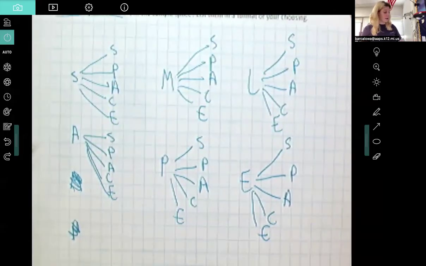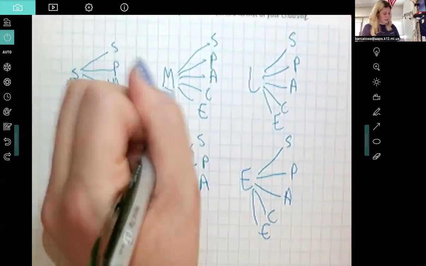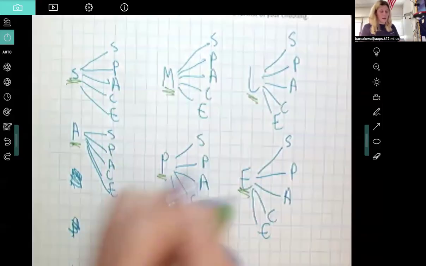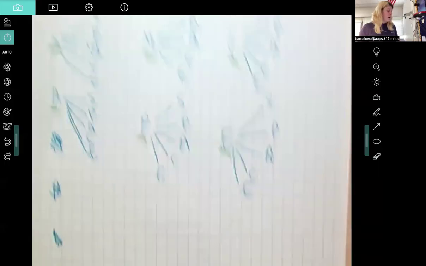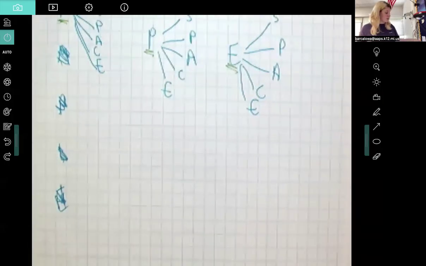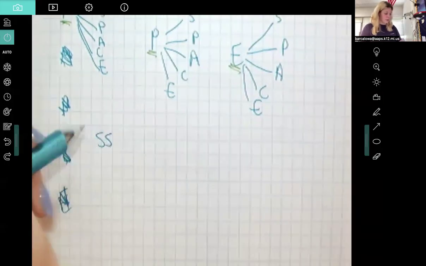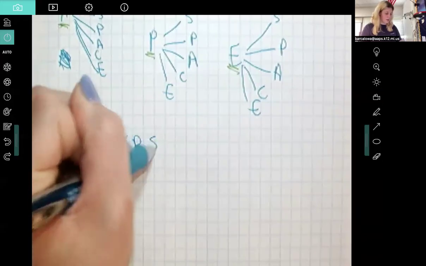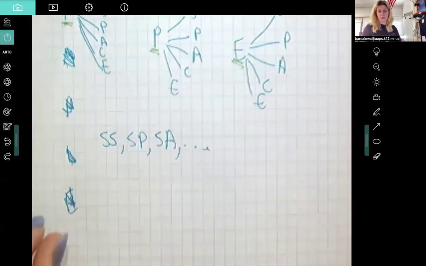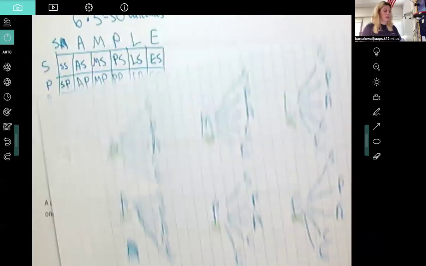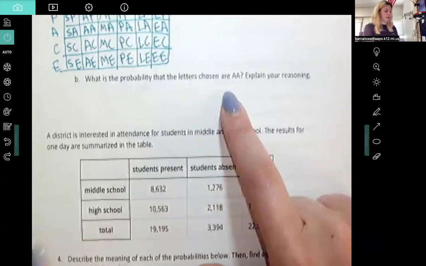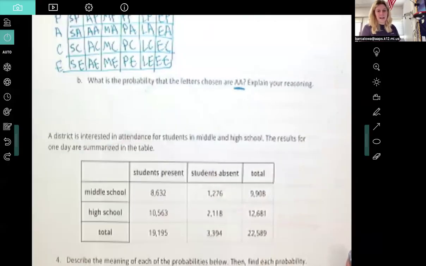Because first we're picking a letter from sample. So picking from one of these letters. And then from there, we're picking a letter from space. The other method you can use is just straight up list them all. SS, SP, SA. Okay, you can literally just list them all out. Cool?